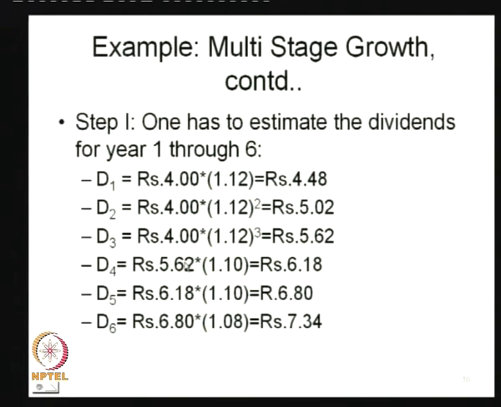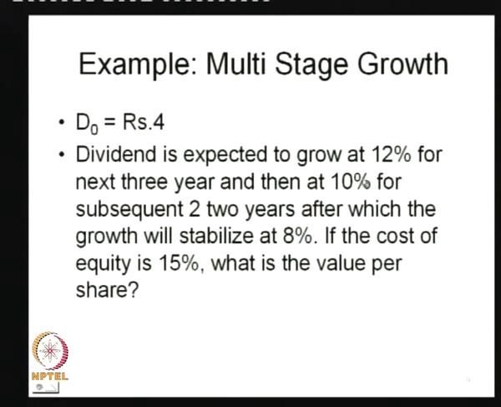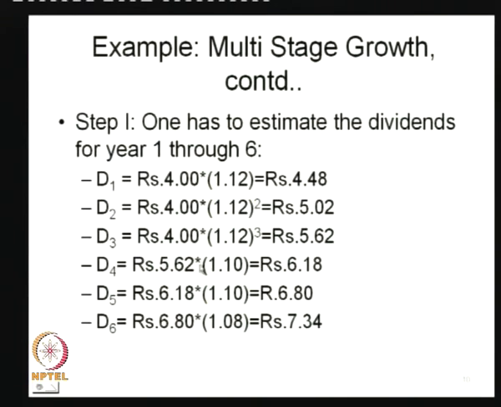D4 is 5.62 into 1.10, because after the third year the growth rate declines to 10%, as we have given here. The growth rate is 10% for the subsequent 2 years, and then it stabilizes to 8%. So, D4 is 6.18, D5 is 6.80. Then we have D6, which is 8% growth upon D5 of 6.80, and it becomes 7.34.